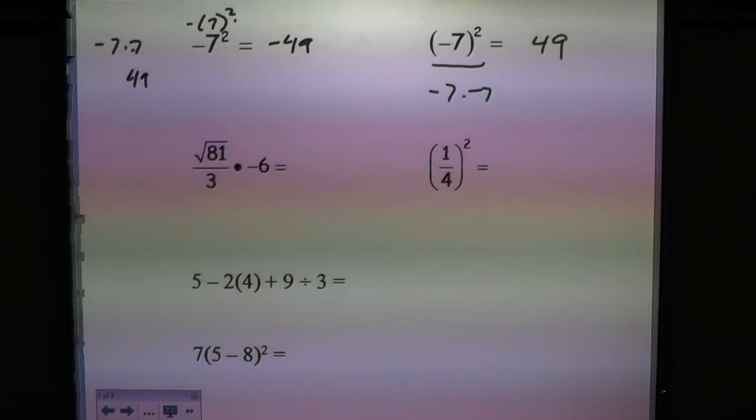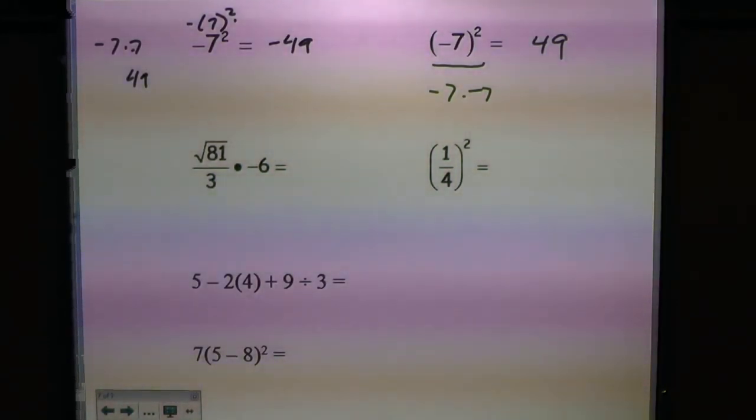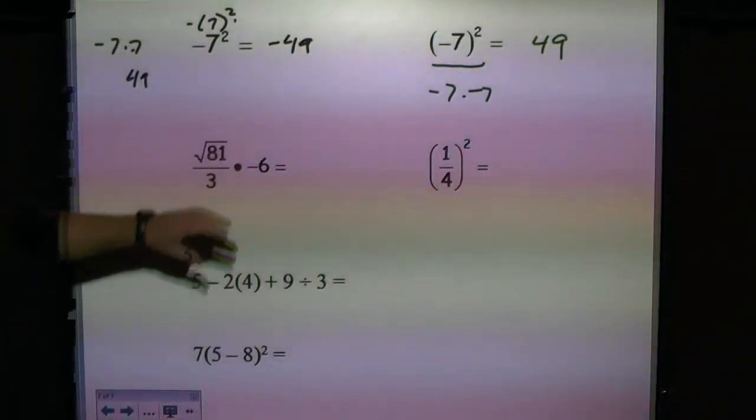You will always get a positive number because you're multiplying a number by itself. So you're always multiplying same signs. All right, let's move on a little bit.